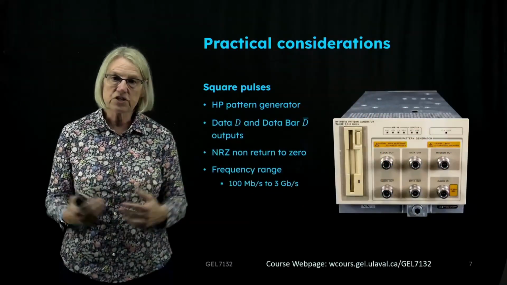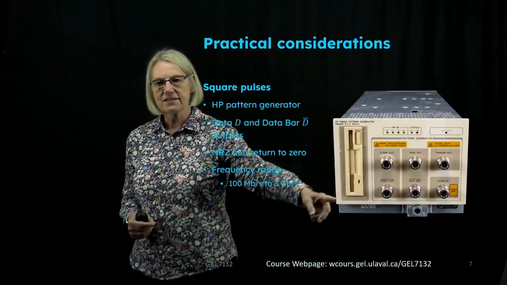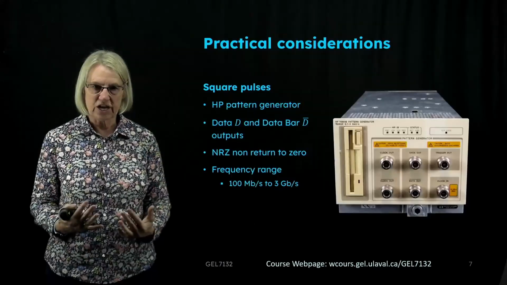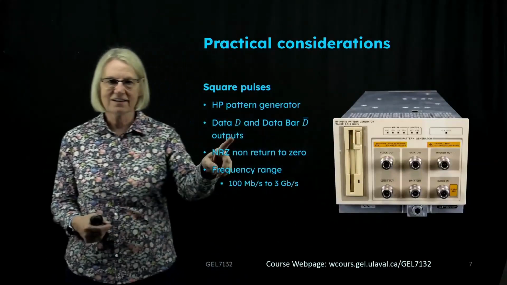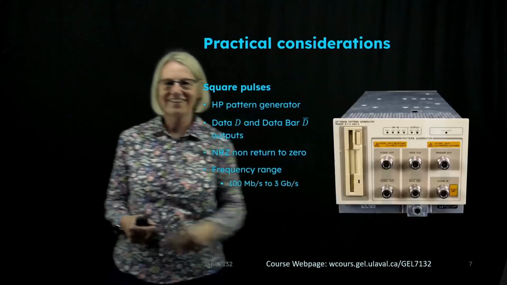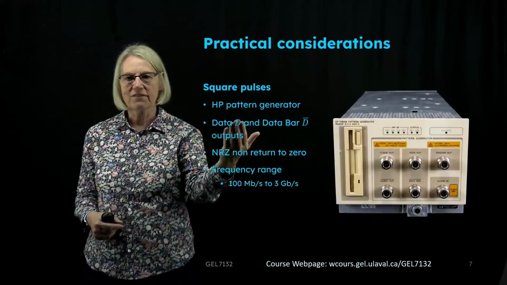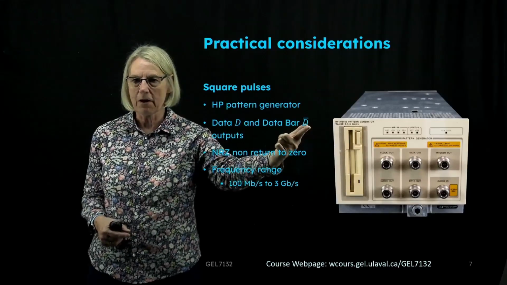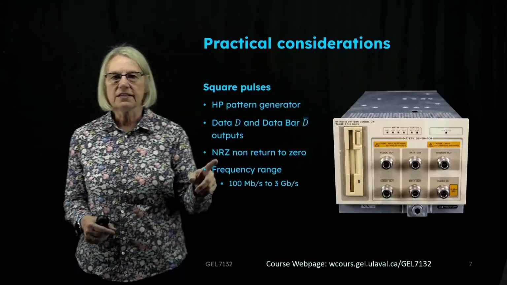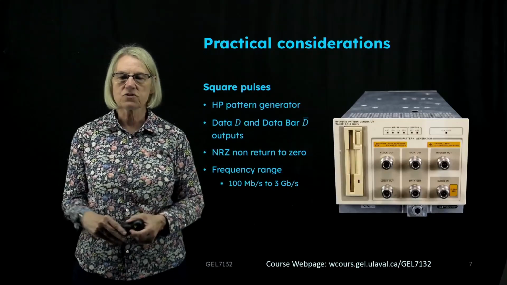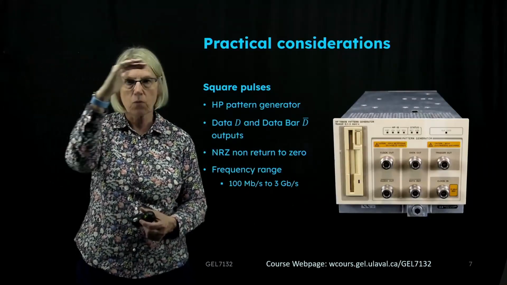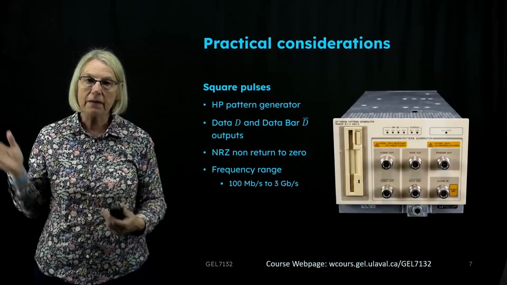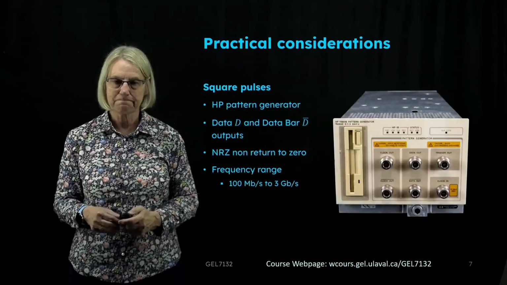The square pulses that will be generated in the lab are being generated by this HP PRBS, pseudo-random binary sequence generator. There is a data output over here and a data bar. So we have the sequence and then the logical inversion. When a 1 comes out on the D, it's a 0 on the D bar. This is a non-return to 0 signal. So if I have a 1 followed by 1, it stays up at 1. It doesn't go back to 0. The frequency range, as we can read right here, is from 100 megabits up to 3 gigabits per second.